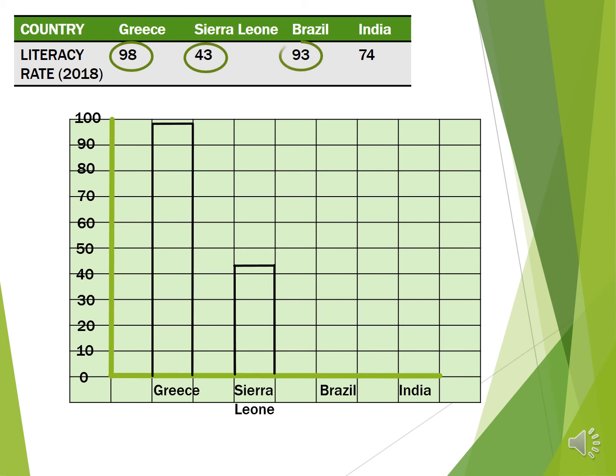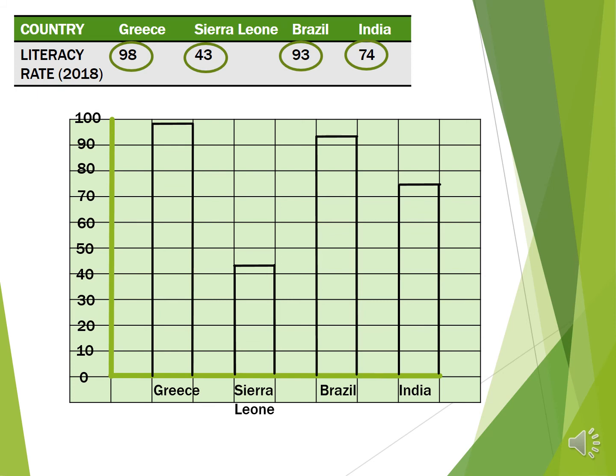So for Brazil, 93%, again I need to find 93, make a mark, and then join up the bar with the ruler. Same for India, 74, so nearly halfway between 70 and 80, get my ruler and join up the two sides of the bar.